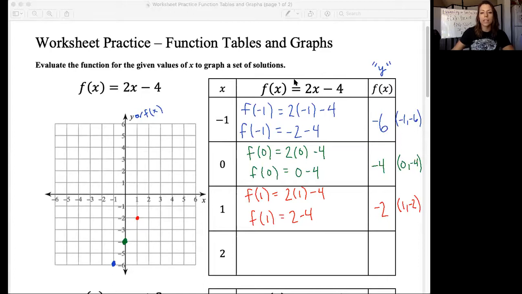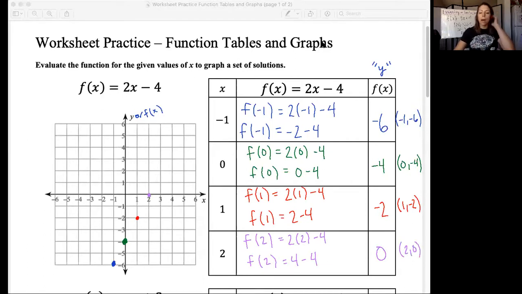And our last point, input 2: 2 times 2 minus 4. So f of 2 is 2 times 2 is 4, minus 4, and 4 minus 4 is 0. So our input was 2 and our output was 0.